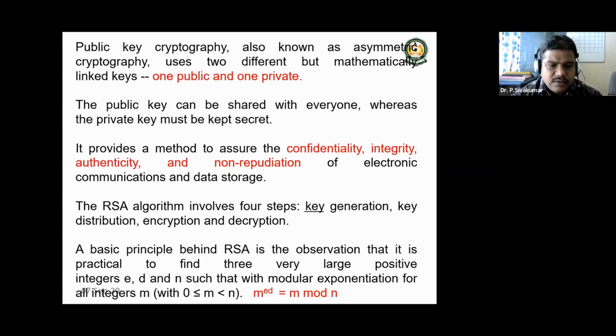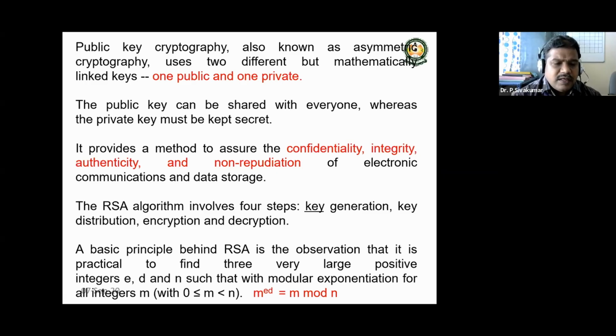So the basic principle behind RSA is the observation that it is practical to find three very large positive integers: one is E, another is D, another is N, such that with modulo exponentiation, for all integers M, where M lies between 0 and N.